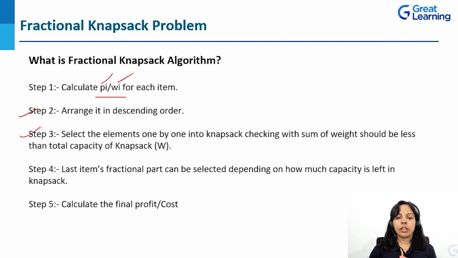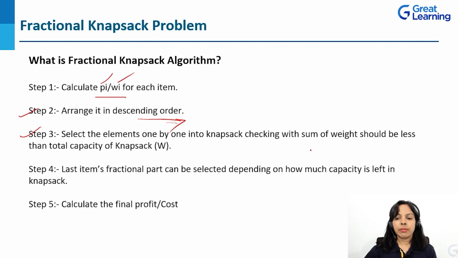Third step is that you have to start putting the items into the knapsack one by one, from the item which has the maximum value of the ratio Pi by Wi. Wi represents the weight of the ith item, Pi represents the profit of the ith item. Okay. So one by one, you have to keep selecting the elements in this descending order, but you have to consider the total weight of the knapsack also. So you have to keep on selecting the elements until you reach the total weight that can be carried by the knapsack.